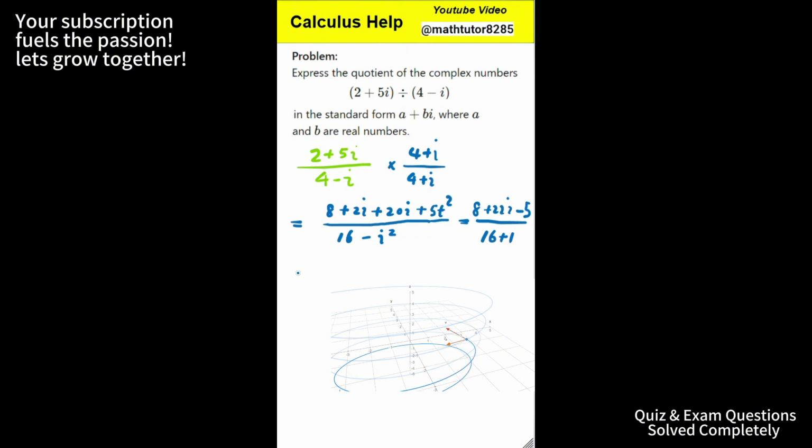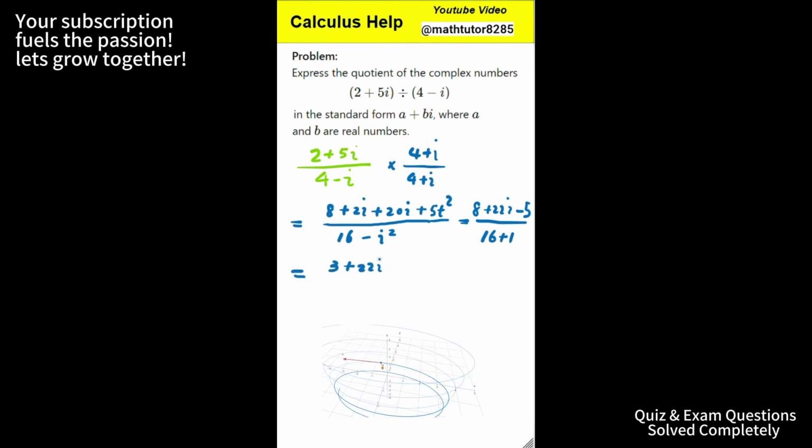Denominator. Multiply 4 minus i by 4 plus i. First, 4 times 4 equals 16. Outer, 4 times i equals 4i. Inner, negative i times 4 equals negative 4i. Last, negative i times i equals negative i squared. Now combine. 16 plus 4i minus 4i minus i squared. The i terms cancel out. And since i squared equals negative 1, minus i squared becomes plus 1. So the denominator becomes 17.